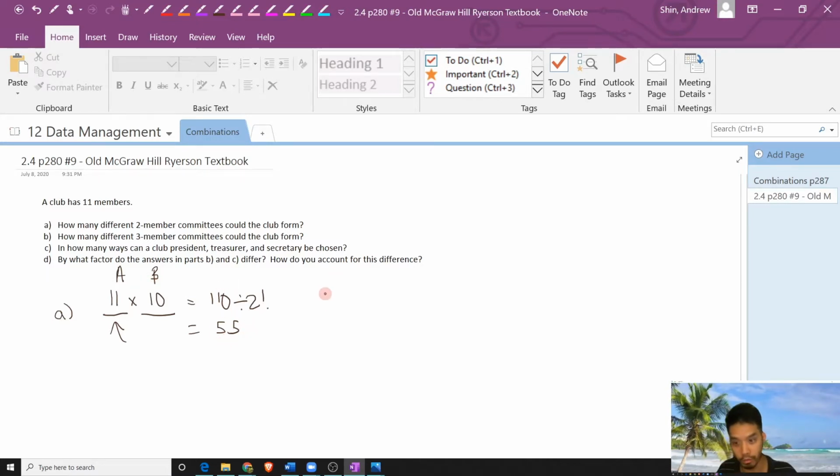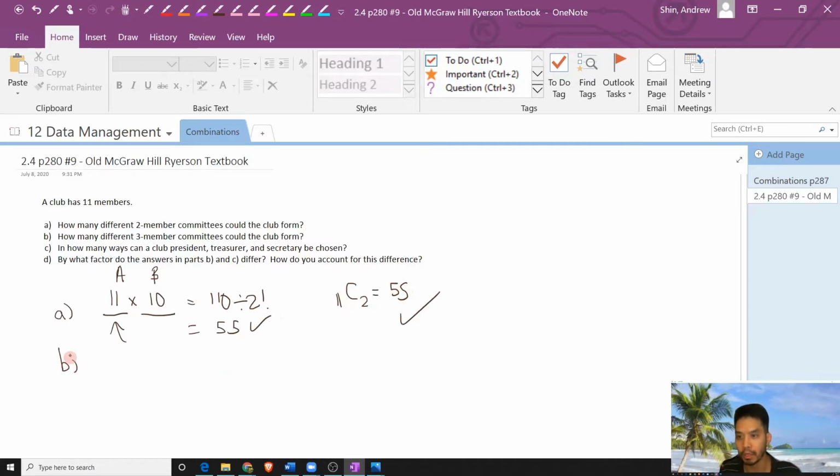Or you can write it this way. If you notice that this is a combination, we can write it just like this: 11 members, choose 2. You put that in your calculator, and out should pop 55. So there's many different ways of doing this question.